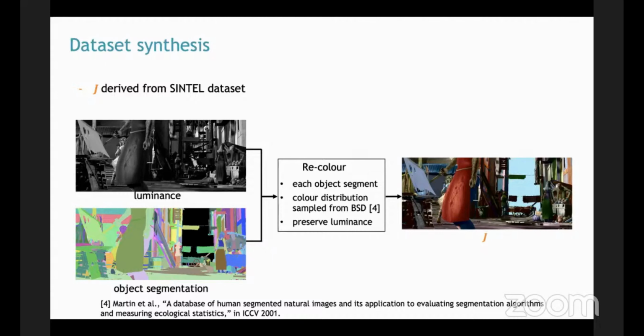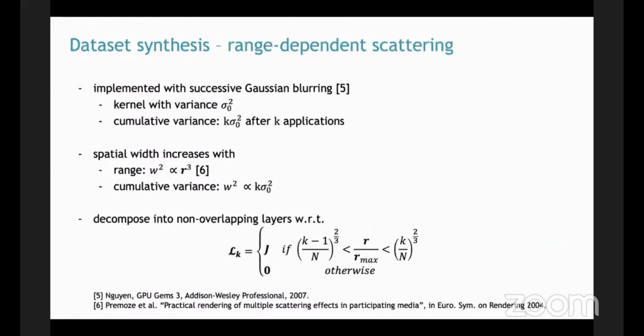So we have the scene radiance. Now what's missing is the scattering function. We implement this range-dependent scattering with successive Gaussian blurring, and we want to make sure that the increase in the spatial width actually follows that of the range. To do that, we decompose the scene into non-overlapping layers with respect to the range in the image, and then we blur each layer successively according to this equation.